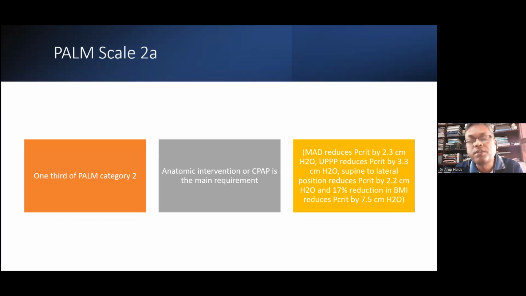And here various procedures actually reduce this Pcrit by various levels. Suppose you have done a mandibular advancement, that reduces the Pcrit by 2.3 centimeters. If you have done a UPPP surgery, then that reduces the Pcrit by 3.3 centimeters. Supine to lateral position, that means positional therapy, reduces Pcrit by 2.2 centimeters, and a 17% reduction of the BMI actually reduces Pcrit by 7.5 centimeters. So there is a huge reduction in the Pcrit value after losing body weight.